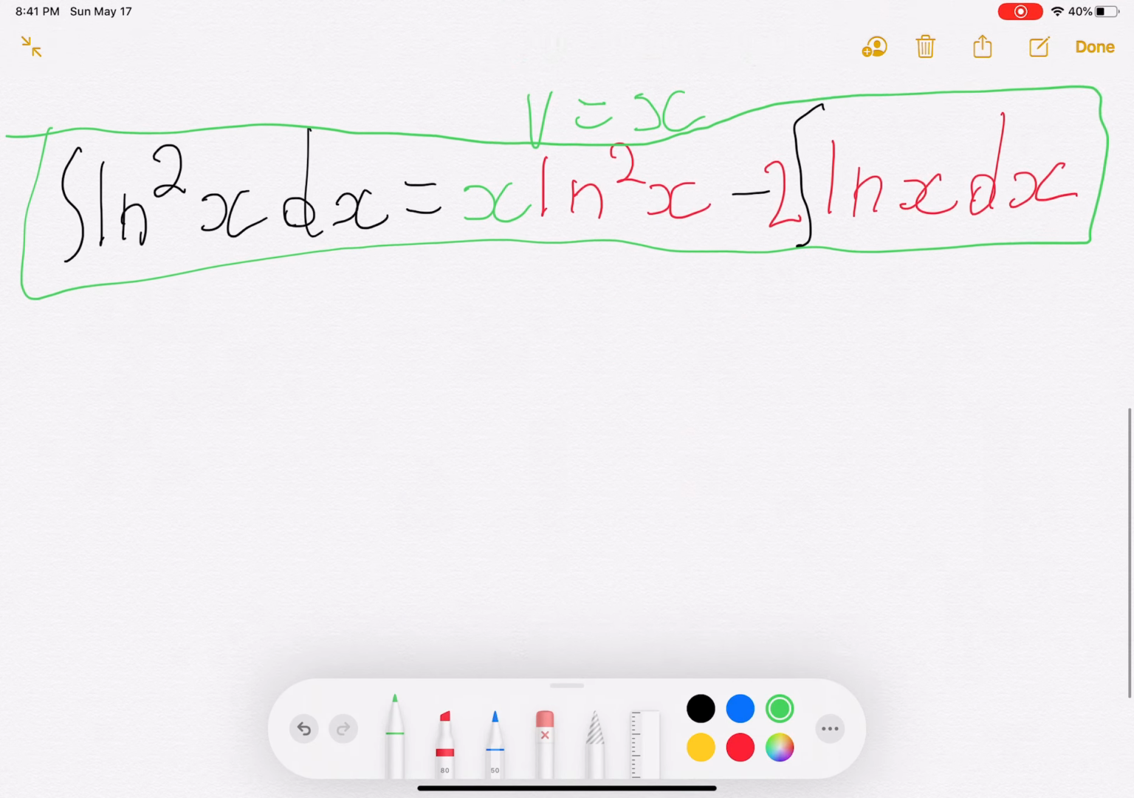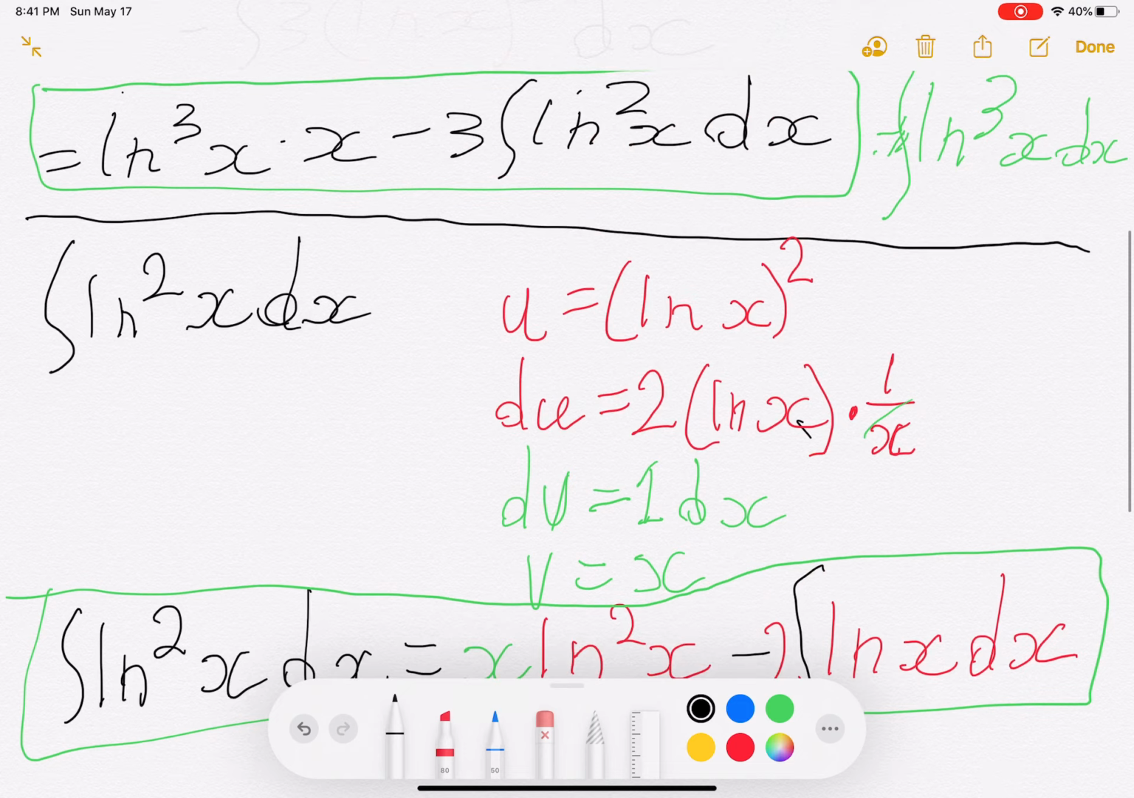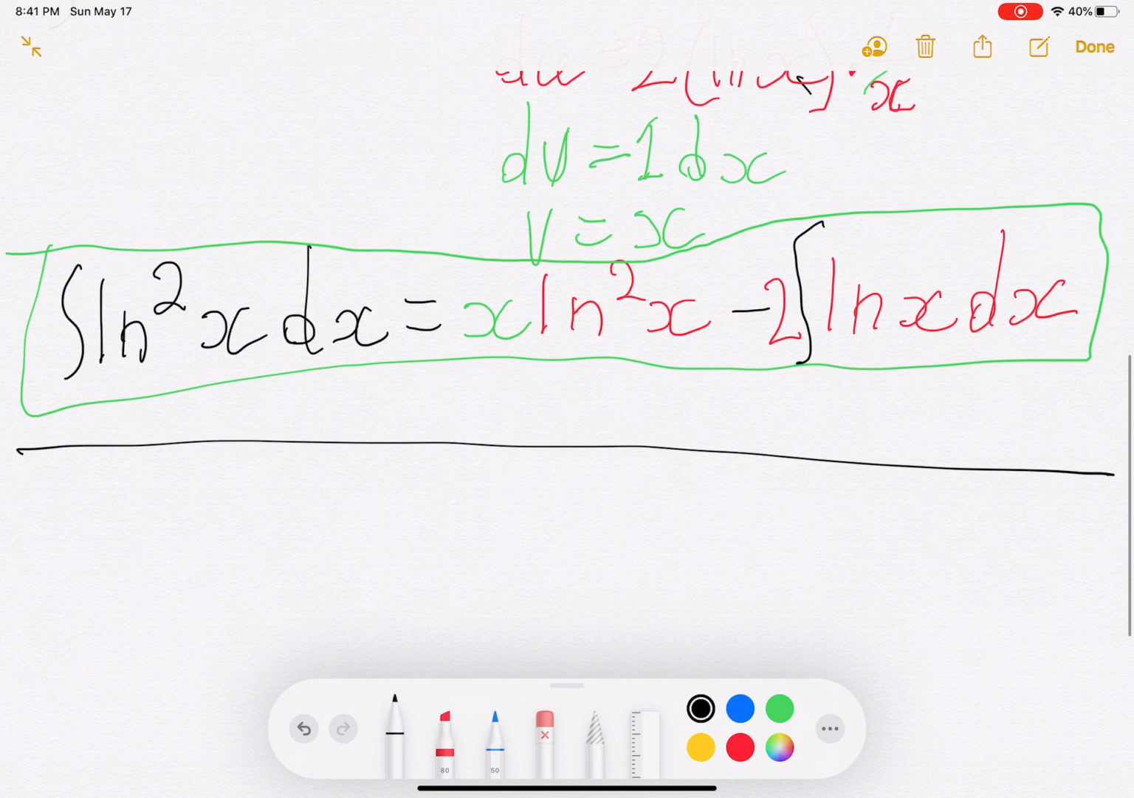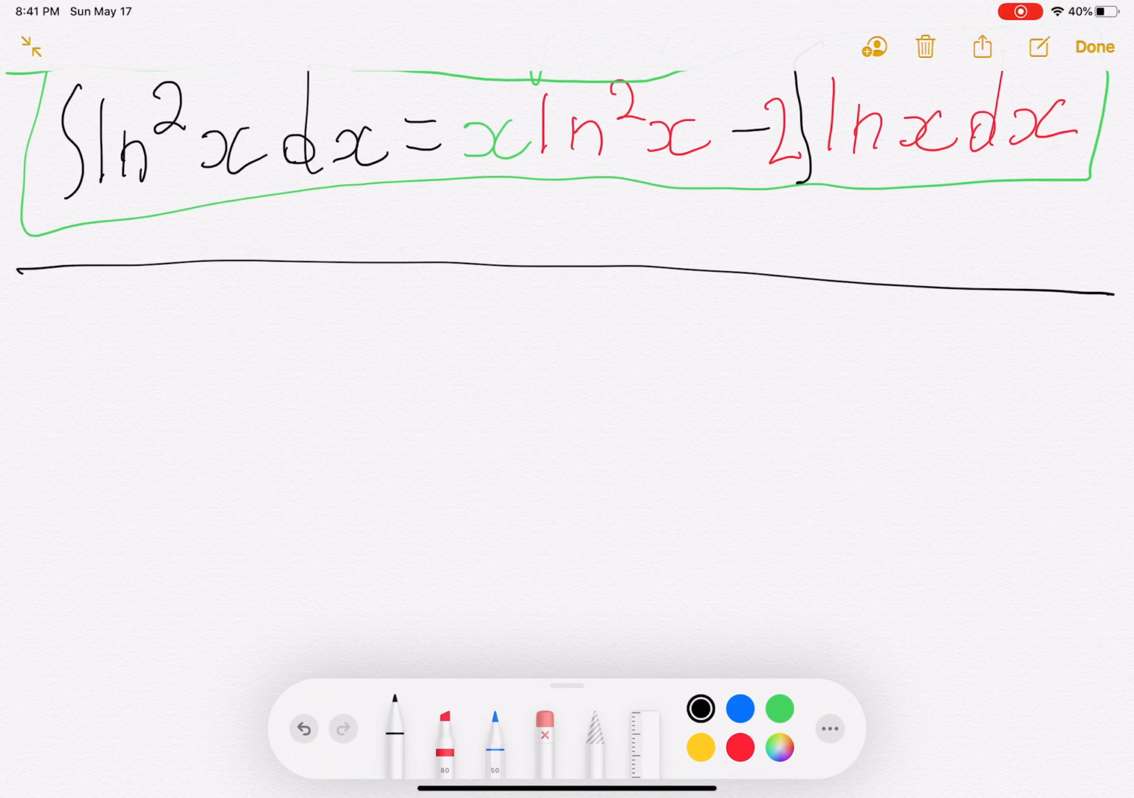Okay. Now we have to integrate just ln of x. And that will finally be the last step. So we're going to use the integration by parts formula method one more time. And then we'll get it. Okay. So, let's get started. Let's finish this up.